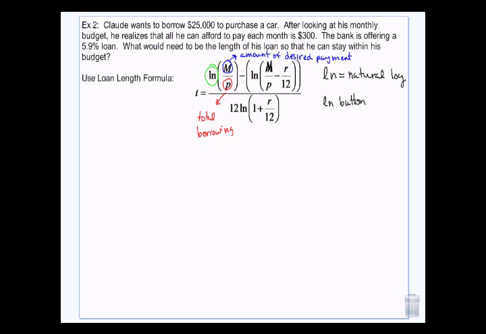And then, of course, R is still the rate. Okay, and the natural log is just the natural log button. That's a function. Okay, so I'm going to enter in. Claude wants to pay $300 a month. That's all he can afford to pay.